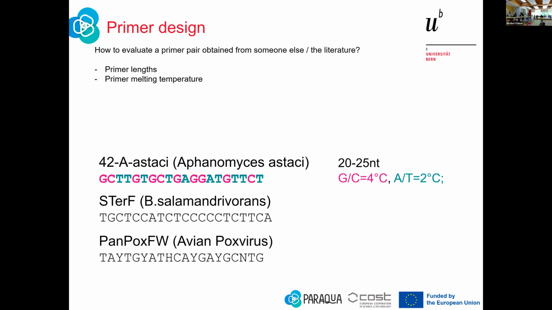And there's a basic rule that can be applied to calculate these melting temperatures. Every G or C gets 4 degrees, every A or T gets 2 degrees. And with this, you can easily calculate roughly what is the melting temperature of your primers. And the annealing temperature is usually 6 to 8 degrees less. If you design them, something around 62 to 64 degrees usually works. That's a ballpark figure that is good.